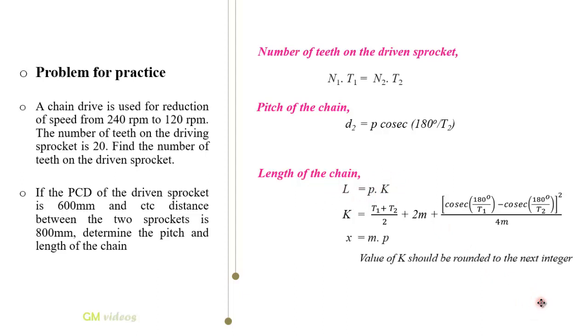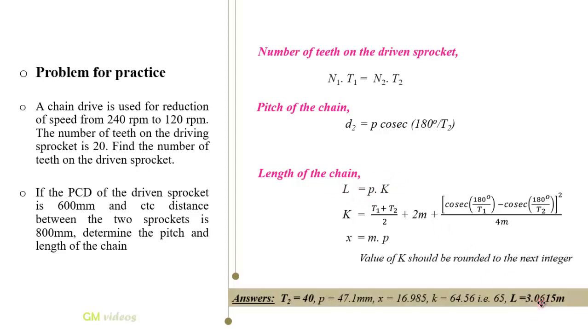For your reference, when you solve this sum at home, please see to it that the answers that you get match with these answers, where the number of teeth on the driven sprocket is 40, pitch is 47.1, the center to center distance is 16.98, the number of links is 64.5, that is 65, and the total length of the chain is 3.06 meters.